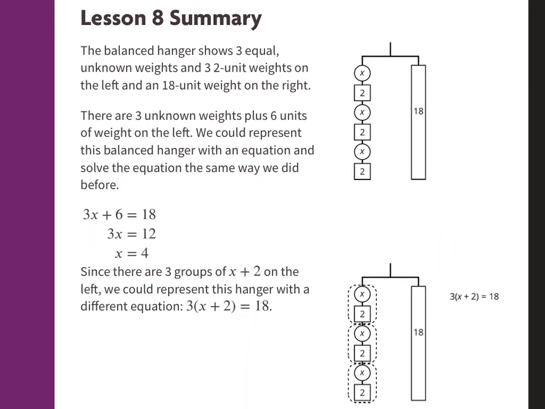If we look at the summary, the balanced hanger shows 3 equal unknown weights and 3 2-unit weights on the left and an 18-unit weight on the right. There are 3 unknown weights plus 6 units of weight on the left. We could represent this balanced hanger with an equation, and solve it the same way we did before. 3x plus 6 equals 18. Then we minus 6 from both sides. We get 3x equals 12. Then we divide by 3 and we get 4.